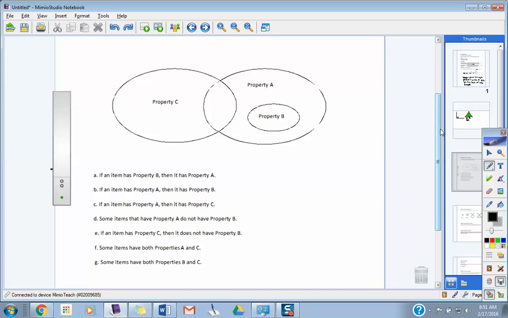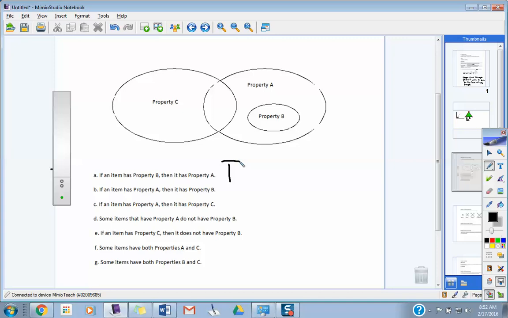Kyle, your group. If an item has property B, then it has property A. Or in other words, if you're in property B, are you in property A? What'd you say? True, okay? Anybody disagree with that? Okay, basically it's saying if you're in property B, you're also in property A. Would you guys agree? All right.